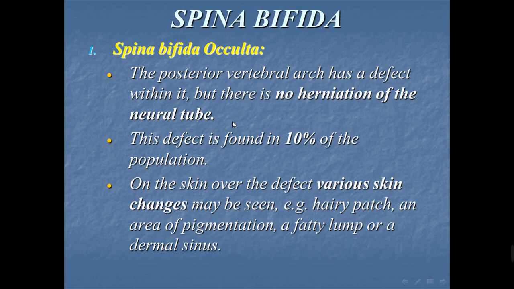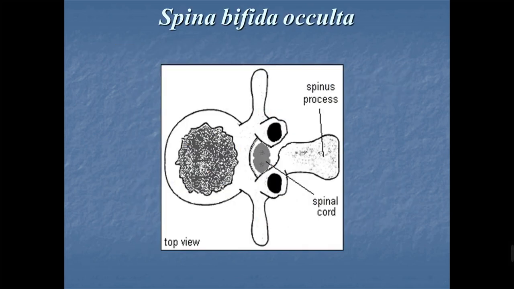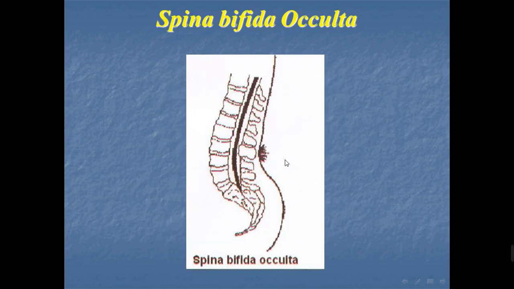On the skin over the defect, various skin changes may be seen, like a hairy patch or area of pigmentation, a fatty lump like a lipoma, or sometimes a dermal sinus. By seeing this, you will say that this patient has spina bifida. If you do an X-ray of the spine for him, you will see that defect, which will be apparent. This is the site of the defect. You can see that it's a small defect, not a large defect, and the spinal cord is in place. Nothing is going outside.